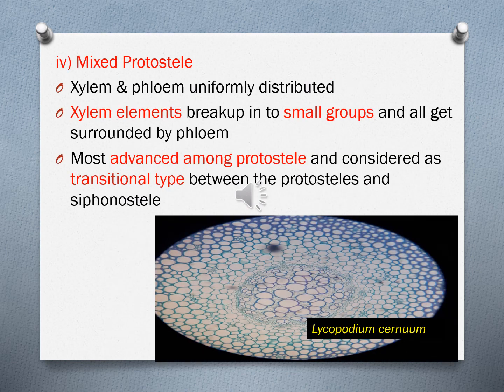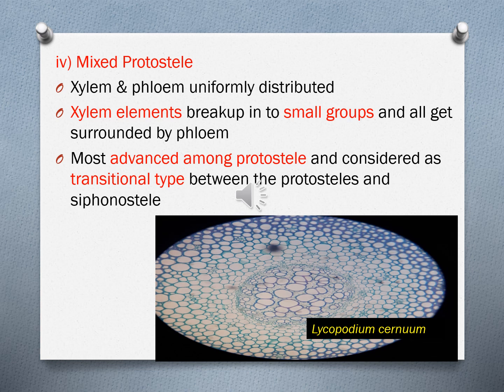Fourth major protostele is mixed protostele. In this mixed protostele, xylem and phloem are uniformly distributed. In this picture of a Lycopodium stem, you can see xylem elements are broken up into small groups and all are surrounded by phloem. That is, xylem and phloem are mixed. This is the most advanced among protosteles and is considered transitional between protostele and siphonostele.